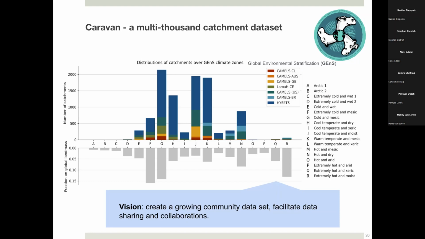But obviously, climate zones don't tell the whole story. You definitely can have two catchments in the same climate zone that behave very differently. So we actually need more data to complement the dataset that we currently have. And the vision is really to create a growing community dataset to facilitate data sharing and collaboration. So let me just walk you through how you could contribute to Caravan and use the online platform to create an extension.